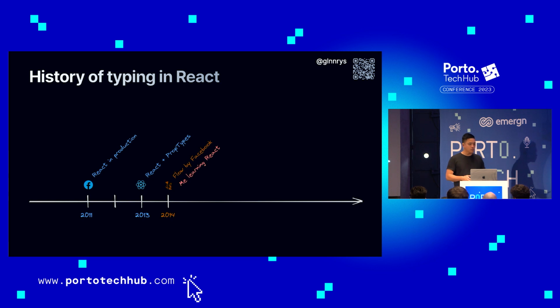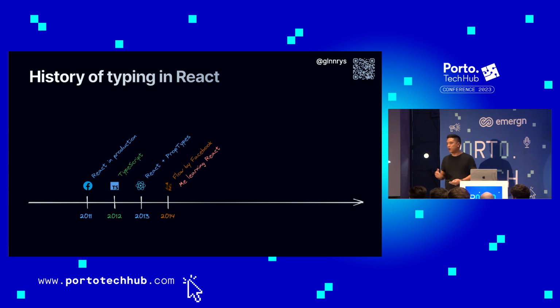Also, around 2014, Facebook open sourced a static type checker solution called Flow. That was around the time I got into type checking, I think 2016. A year or two later, I found out about TypeScript, but I was super into Flow. When TypeScript came up, I thought, no, I'm going to use Flow. That's going to be the thing.